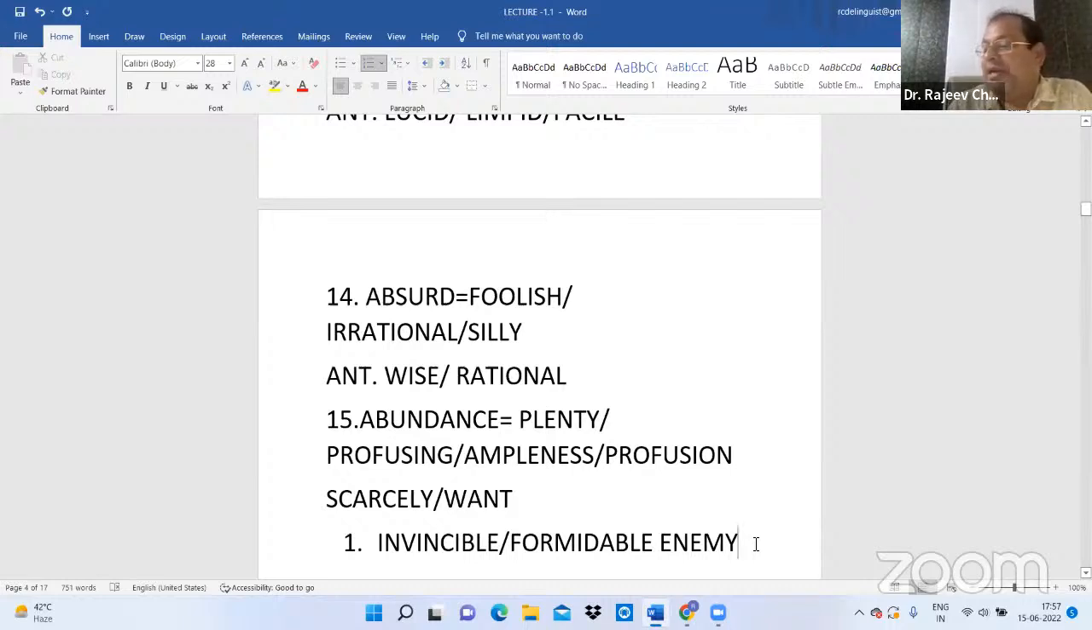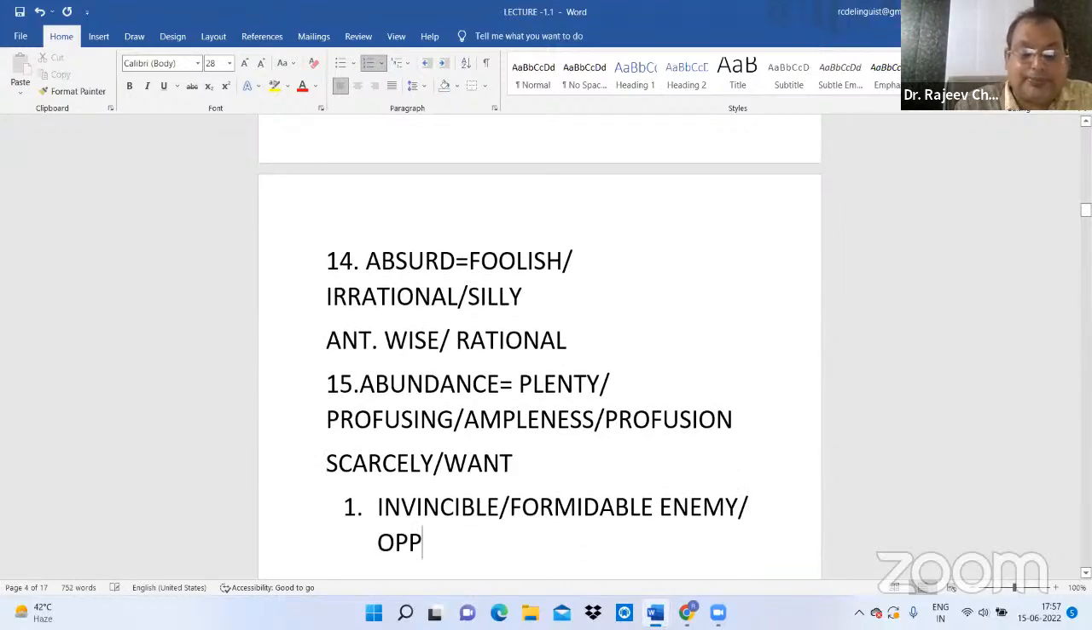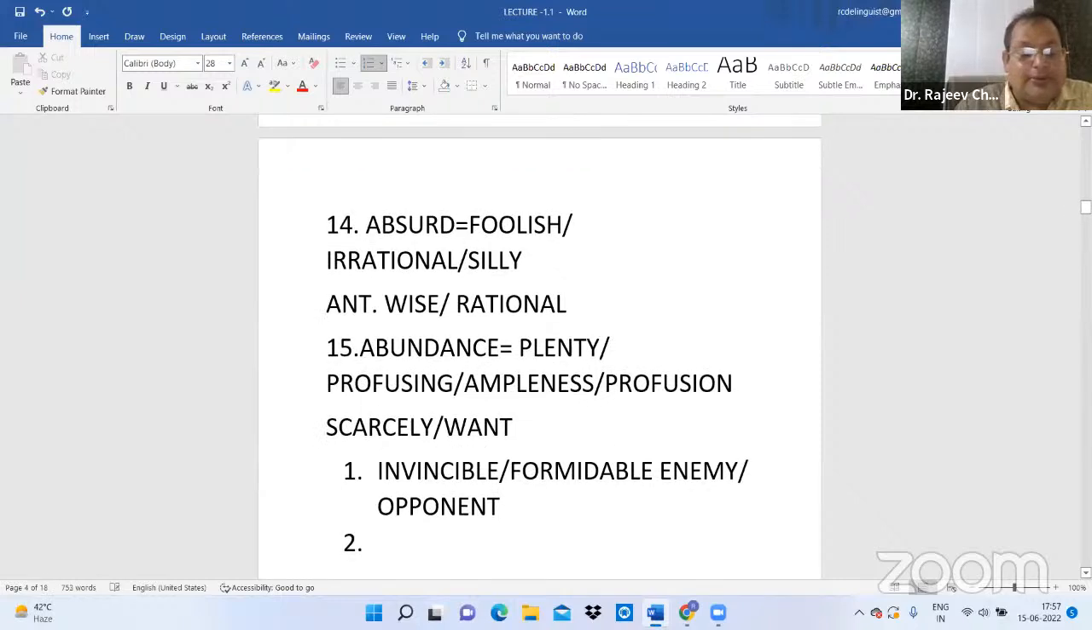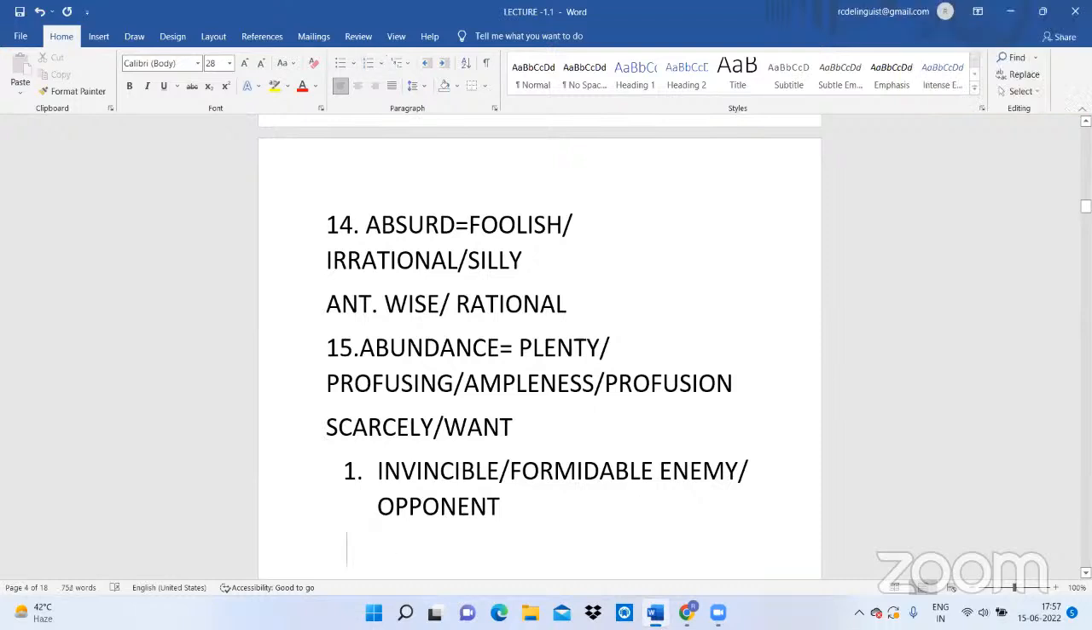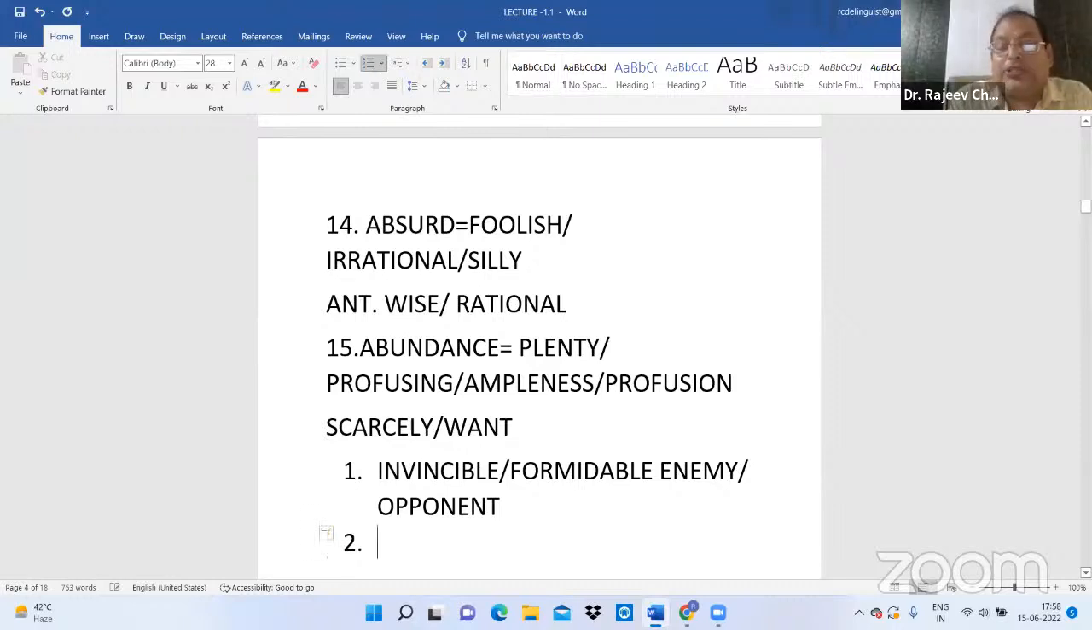Jahan enemy likha wahan friend bhi likh sakte hain. Invincible opponent can also be written. Pratidvandi nahi, dost bhi ho sakta hai. Aisa dost, aisa friend jo invincible hai. Invincible ka matlab hota hai, jisko haraya na ja sake. Unconquerable, unvanquishable, undefeatable. That person cannot be defeated like this.